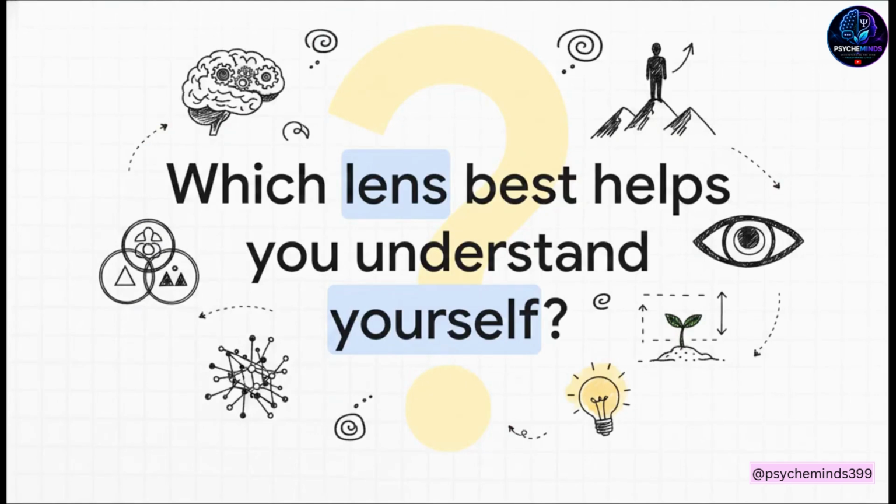As we wrap up this explainer, I want to leave you with a final, provocative thought to really test your own understanding. Which of these 5 lenses best helps you understand yourself? I mean, are you simply the product of your brain chemistry, your hidden desires, or your conscious choices? Perhaps you're a beautiful, incredibly complex mix of them all.